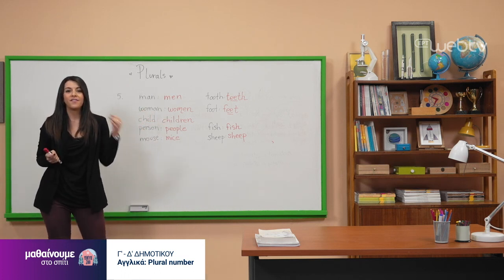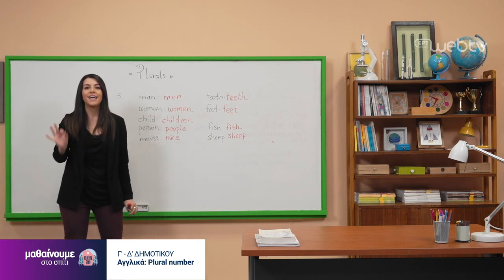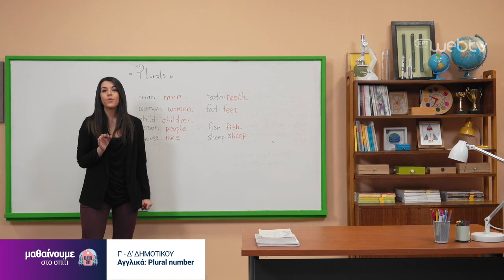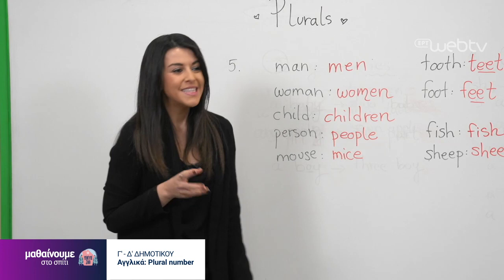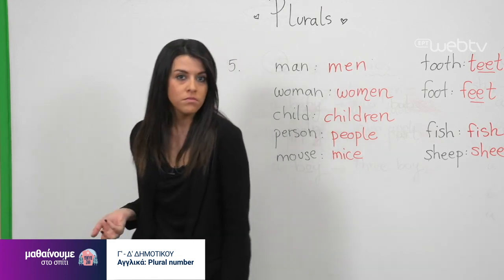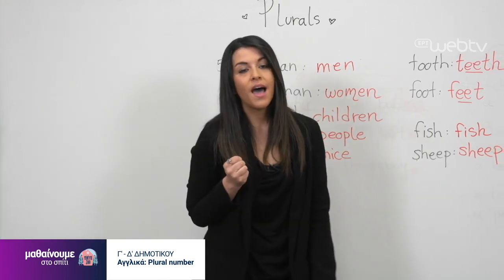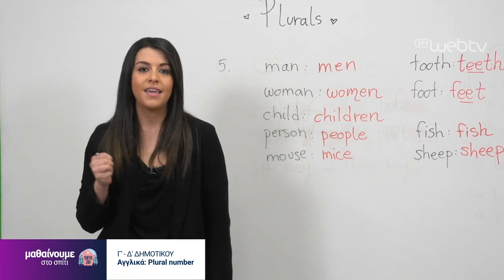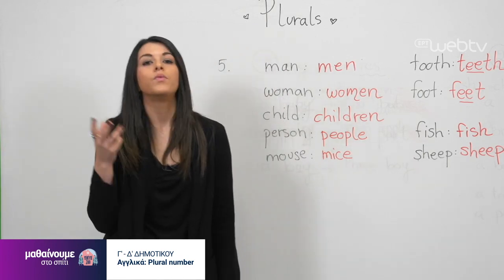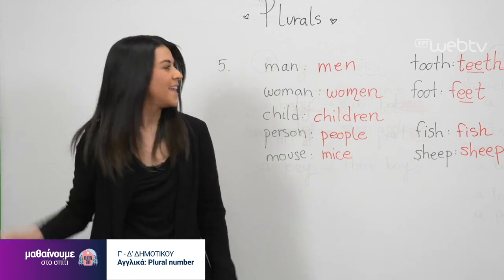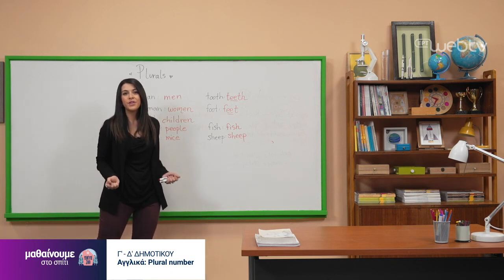1, 2, 3, 4, and 5. So let's remember them one more time. Rule number 1, add S. Rule number 2, when we have SH, CH, X, S and O sometimes, we put ES. Number 3, when we have consonant plus Y, IES. Number 4, F or F and E, we put VES, and then the irregular ones. So these are all the rules of the plurals.